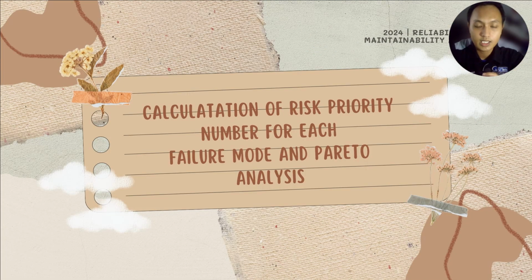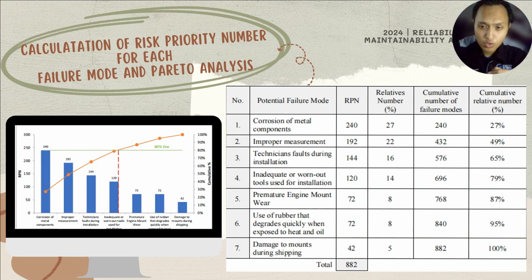After the FMEA table has been presented, now we move to the calculation of the risk priority number for each failure mode and how we create the Pareto analysis. Before we do the Pareto analysis, we must make a table that represents the highest RPN to the lowest RPN. The highest that we can record is the corrosion of metal that I already mentioned on the previous slide.